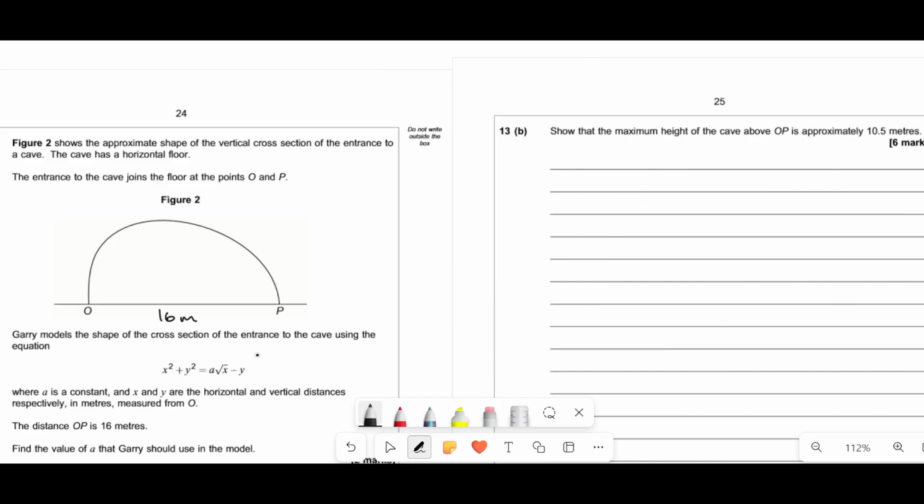Because they've modeled it with a function, we're going to have to differentiate the function. The other thing is that there are mixtures of x's and y's in it, so we're going to have to use implicit differentiation. So I'm going to rewrite this here: x squared plus y squared equals 64 root x, which I'm going to rewrite as 64x to the half, minus y.